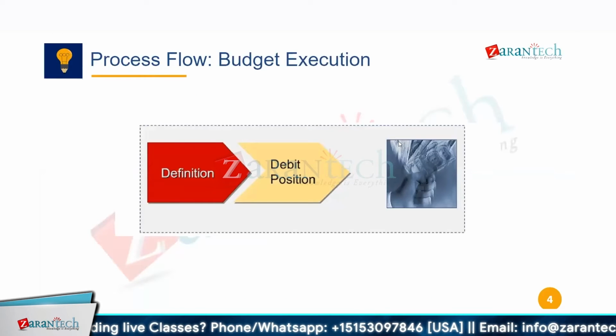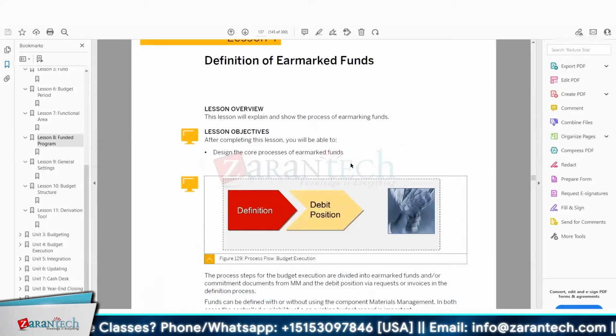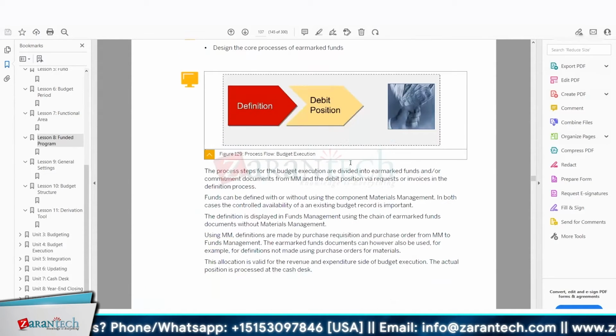So this comes back to the same thing, that design the core process of earmarked funds. The process steps for budget execution are divided into earmarked funds and commitment documents posted from and debit position, where requests or invoices are in the definition process. Funds can be defined with or without the component materials management. We generally would prefer to have it defined with materials management, so that all the material management transactions also impact funds management.